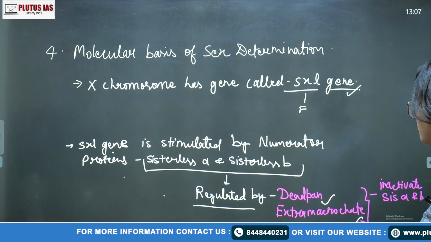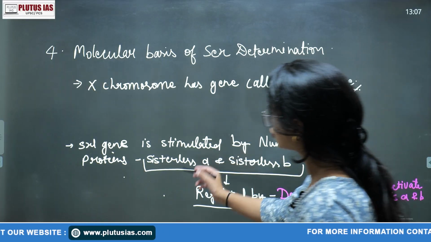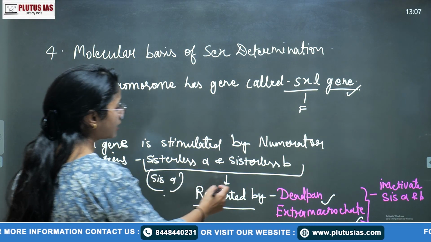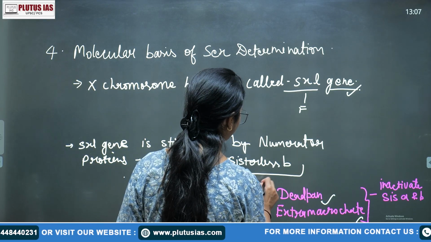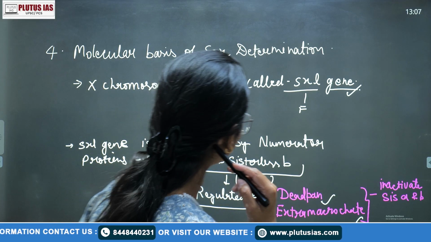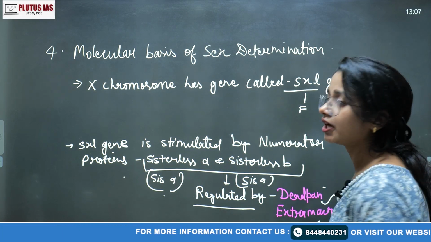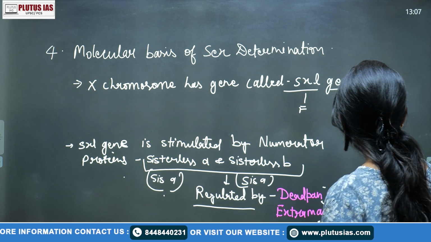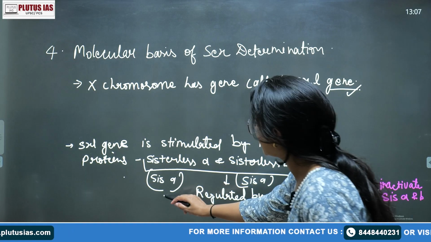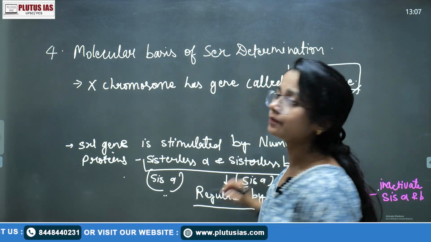So deadpan and extra macrochaete regulate sisterless A and sisterless B. In short, we say cis A and cis B. Cis A and cis B are factors that regulate the numerator, and you will remember the numerator is regulated by deadpan and extra macrochaete. If deadpan and macrochaete are active, they will inactivate cis A and cis B. If cis A and cis B are inactivated, then the SXL gene will not be formed.